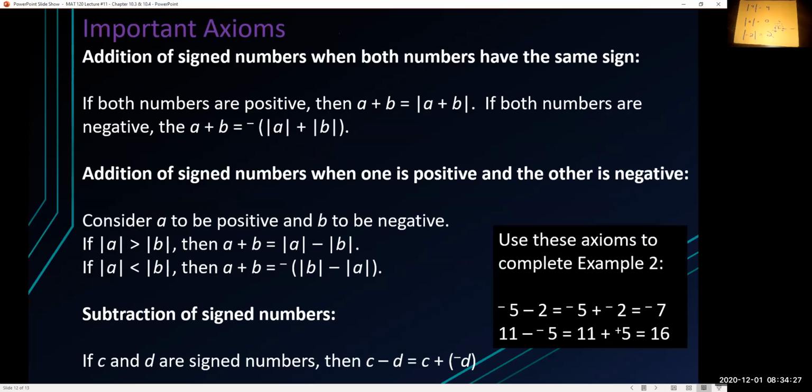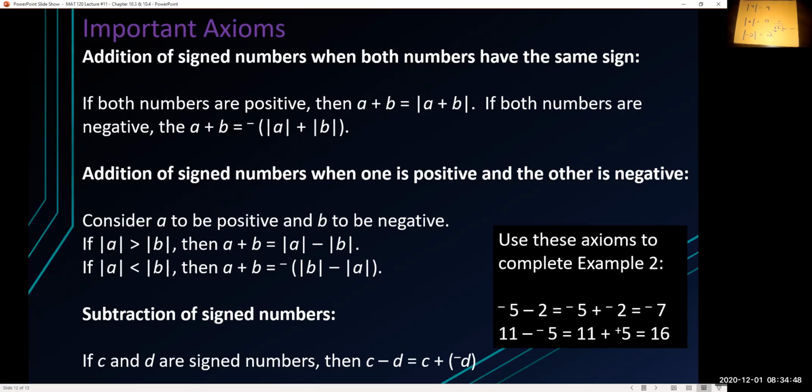An axiom is like a theorem, but smaller. It's like a property. We have 3 axioms here to talk about. The first one is addition of signed numbers when both numbers have the same sign. If you add 2 numbers and they have the same sign, you can just add them and keep the sign. If you want to say that in terms of absolute values, here it is written out.